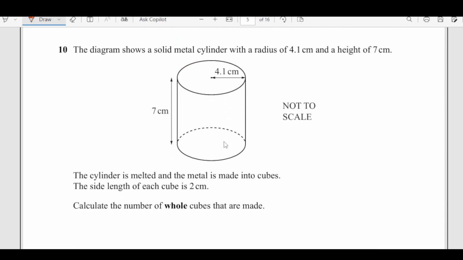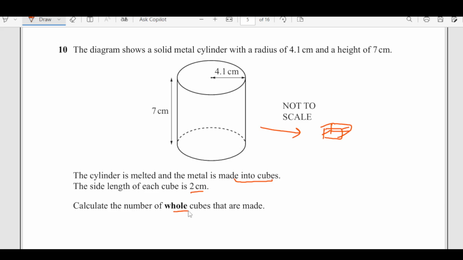Number 10, the diagram shows a solid metal cylinder with radius of 4.1 and height of 7 centimeters. This cylinder is melted to make cubes. The side length of each cube is 2 centimeters. So there are many cubes made like this after melting. Calculate the whole number of cubes that is made.